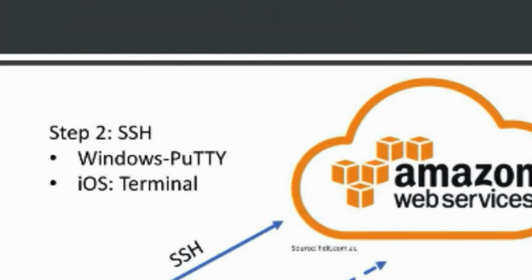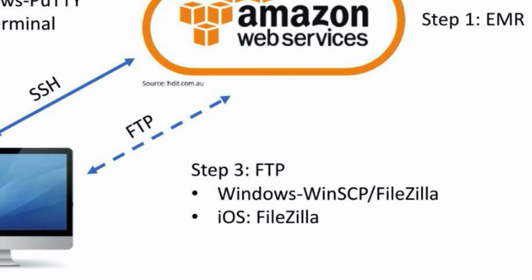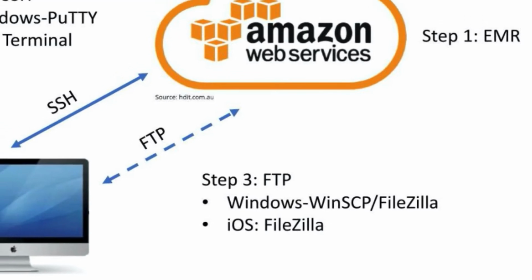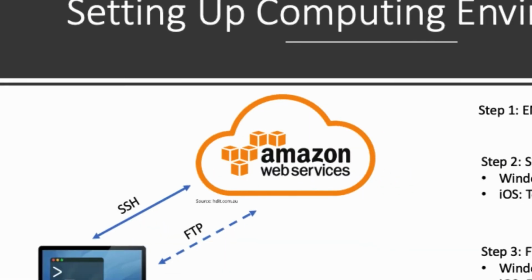second step. Now, the second step depends on the system that we are running. If it's a Windows, we're going to use a program called PuTTY. If it's a Mac, we're going to use the terminal, which is already part of your Mac. Finally, we're going to set up the FTP protocol, and for Windows, we're going to use WinSCP or FileZilla. For Mac, we're going to use FileZilla. By the way, all of these programs that you see here are free. You can download them for free from the internet.